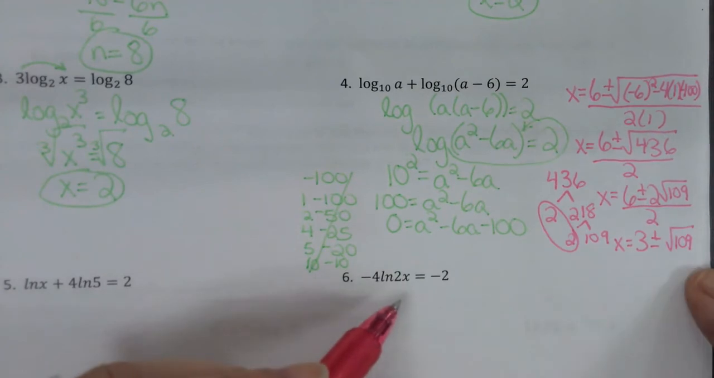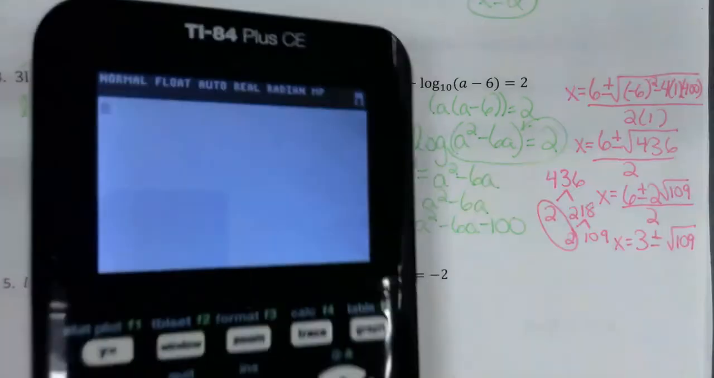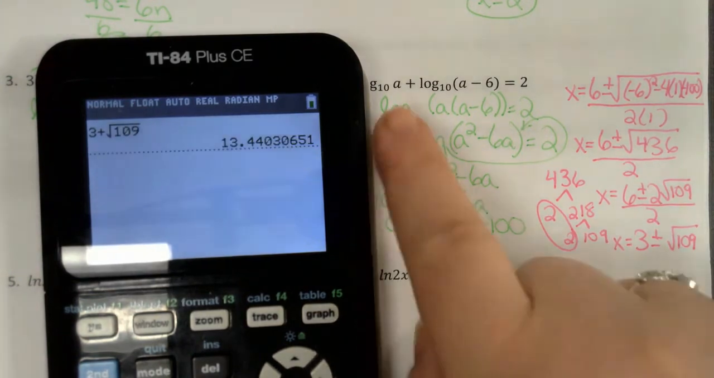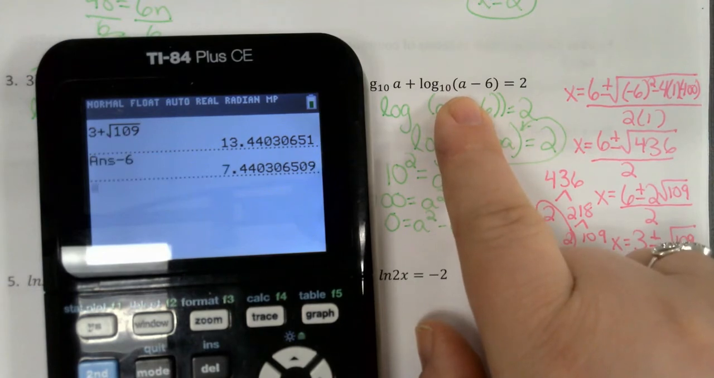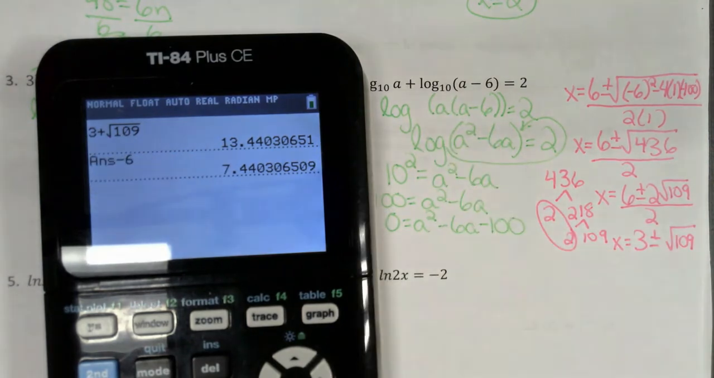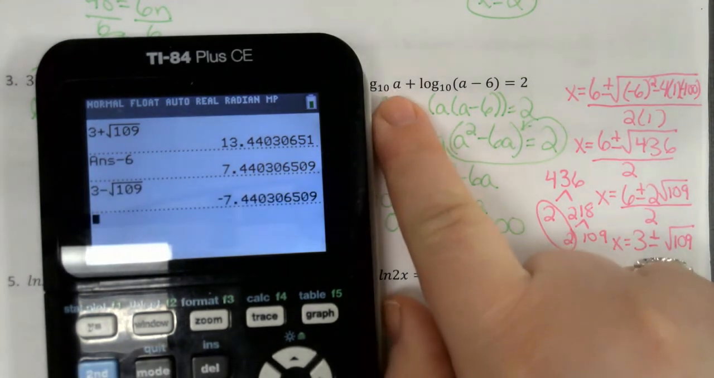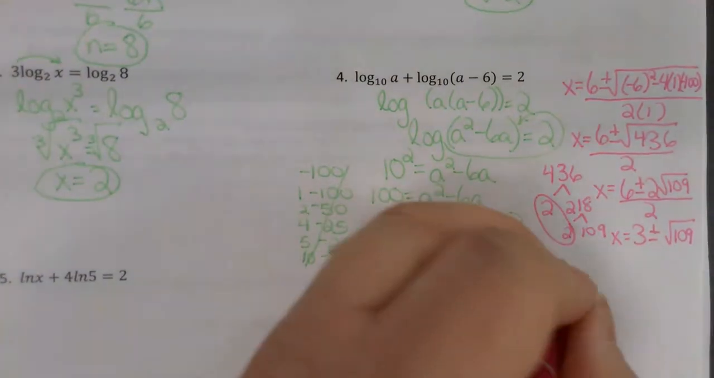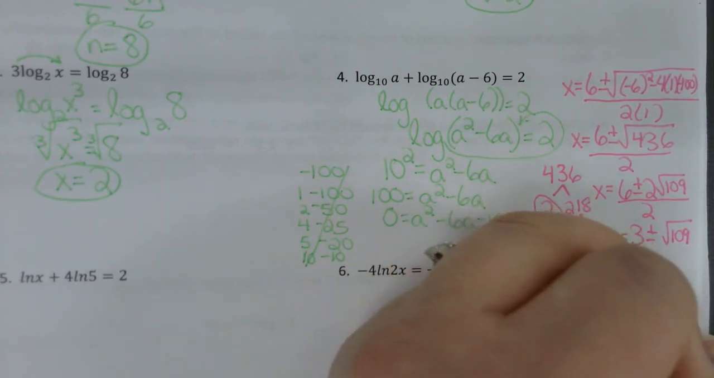Now check, make sure that I don't get a negative number inside the log. So we'll have 3 plus the square root of 109. Okay, that's positive. And if I did that minus 6, I still have a positive number. Let's check for 3 minus the square root of 109. Uh-oh, that's negative when I plug it in. So I can only include the positive value. x equals 3 plus square root of 109.